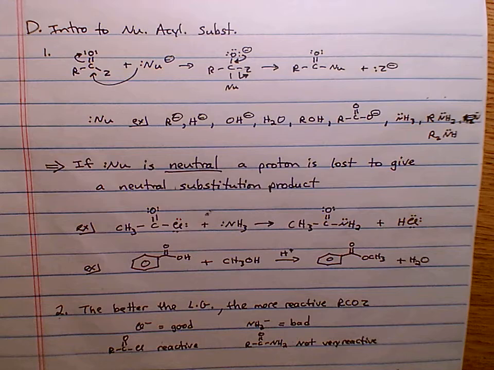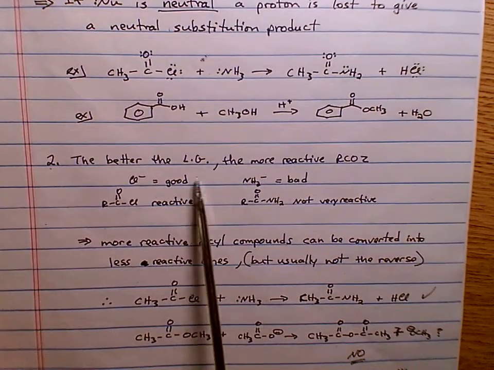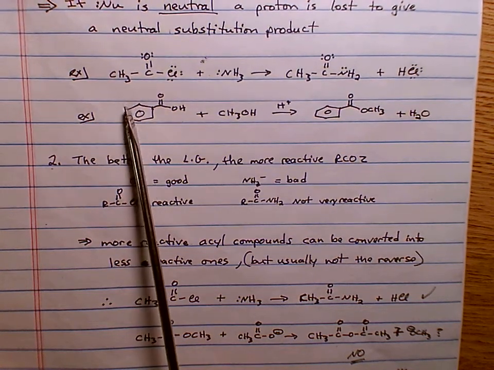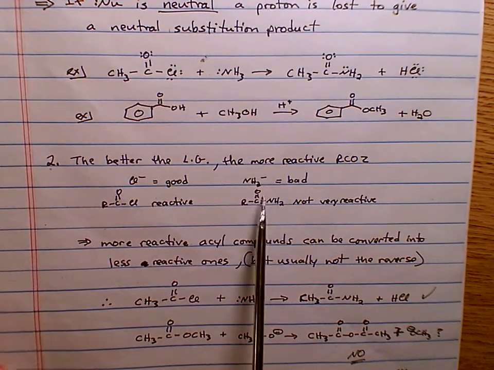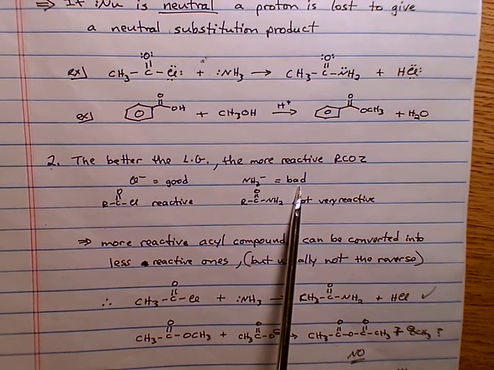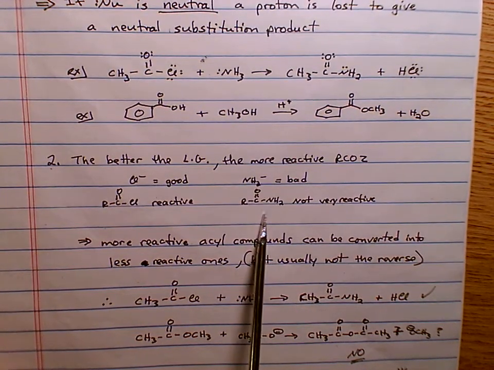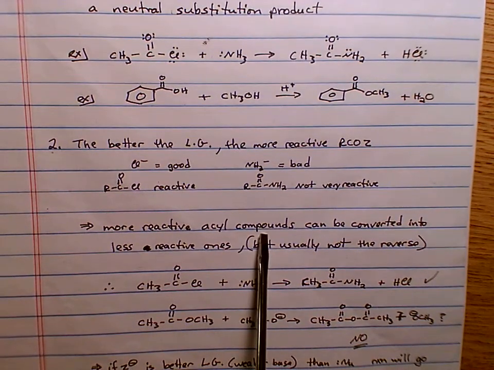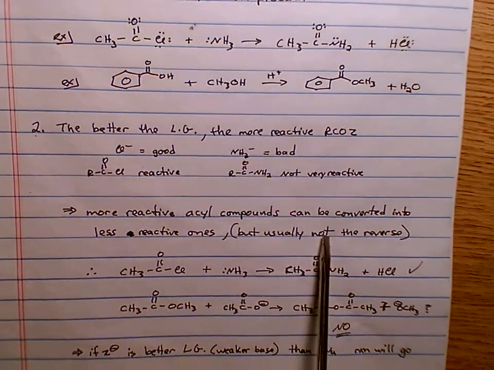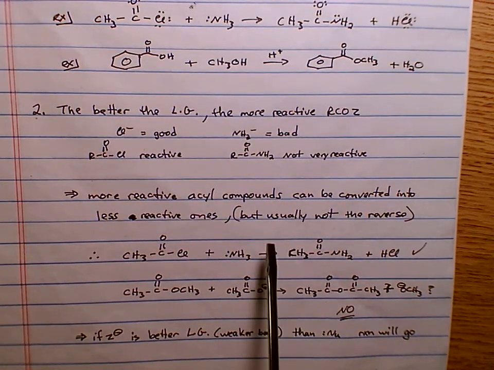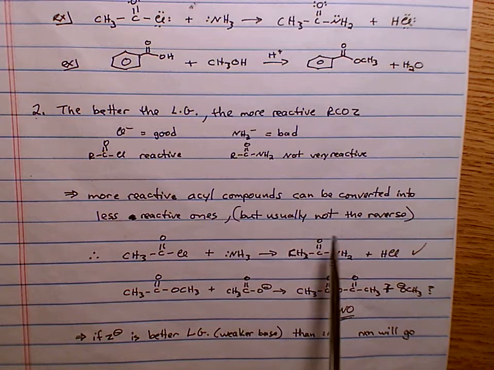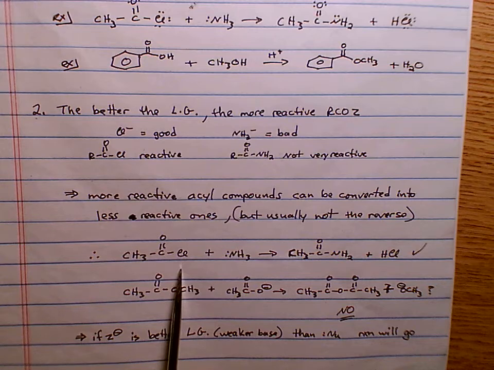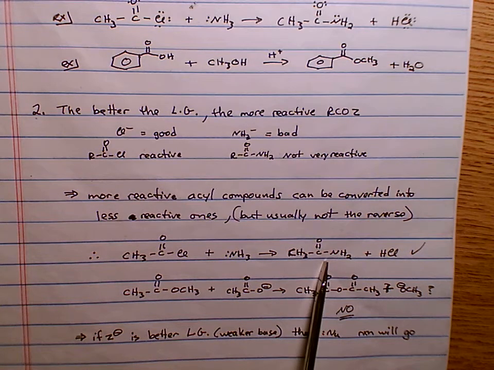All right. Continuing on, the better the leaving group, the more reactive the RCOZ compound is. Chloride, very good leaving group, so acid chlorides are very reactive. NH2 minus, a very bad leaving group, and therefore amides are not very reactive. More reactive acyl compounds can be converted into less reactive ones using nucleophilic acyl substitution, but not usually the reverse reaction, which means I can take a very reactive acid chloride and convert it to an amide. That will go just fine.